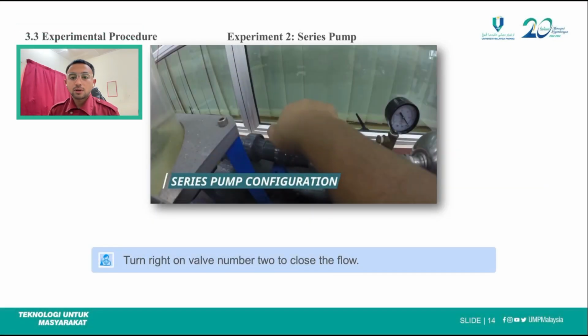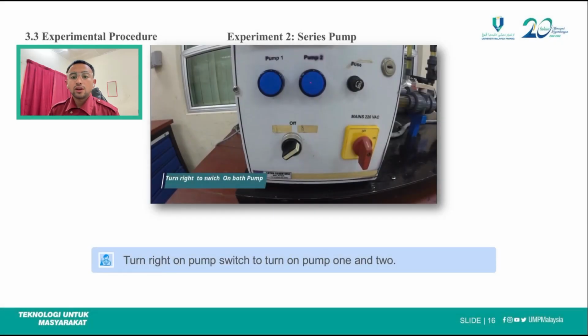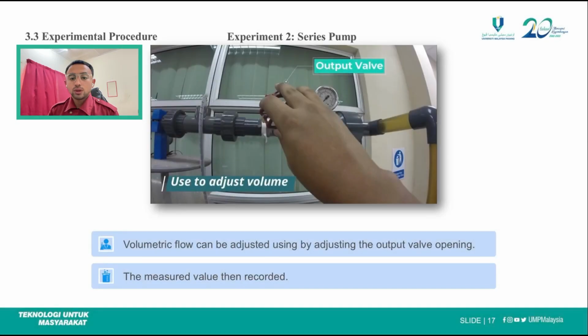And lastly, the measured value can then be recorded. Number 2, series pump procedure. Turn right on valve number 2 to close the flow, then turn right on valve number 4 to close the flow. Turn the pump switch to turn on pump 1 and pump 2. Step number 4, the volumetric flow can then be adjusted by adjusting the output valve opening. And lastly, the measured value can then be recorded.